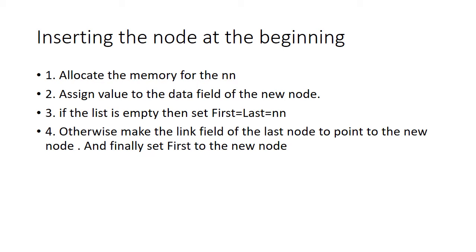If the list is empty, that is, if you don't have any nodes in the list, and the node you are inserting is the very first node, then the new node itself becomes the last as well as the first. Provided you have something in the list, then since you are inserting the node at the beginning, your node comes first. The pointer field of the new node will point to the first node, and this particular node will become first.